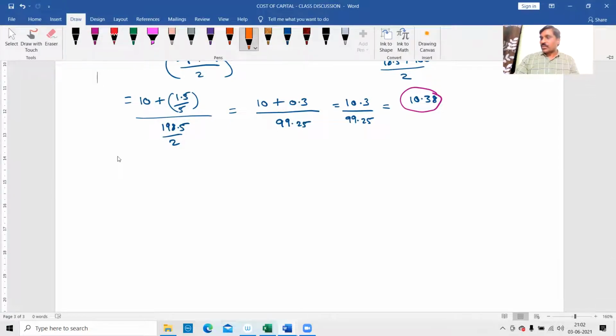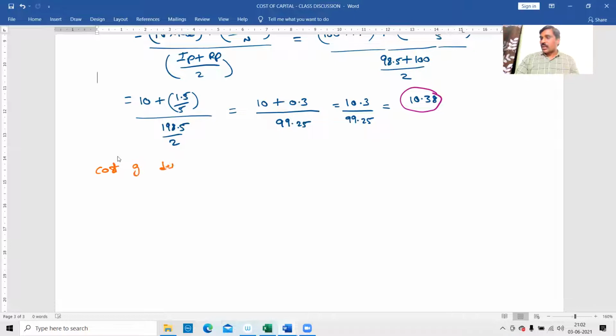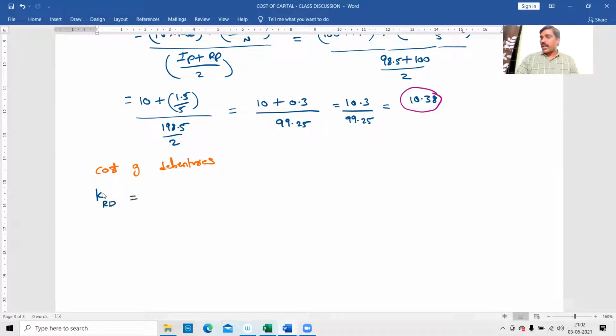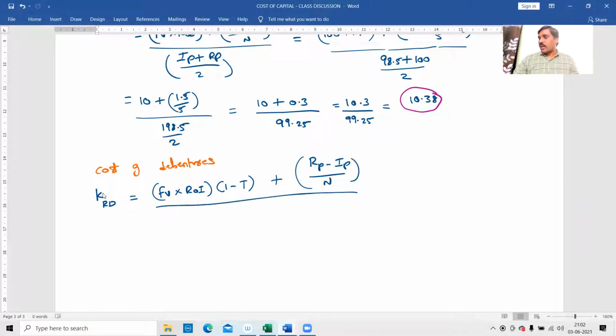So cost of debentures. What debentures? Redeemable debentures, again RD. So face value into rate of interest, I should call it face value into rate of interest. This will give you the debenture interest amount into 1 minus the tax rate, plus redemption price minus issue price divided by N, whole divided by issue price plus redemption price divided by 2.